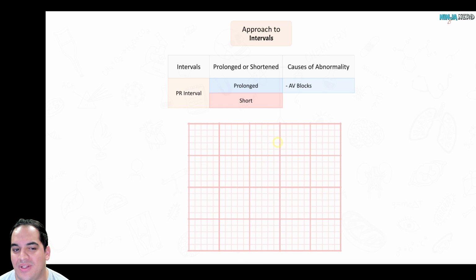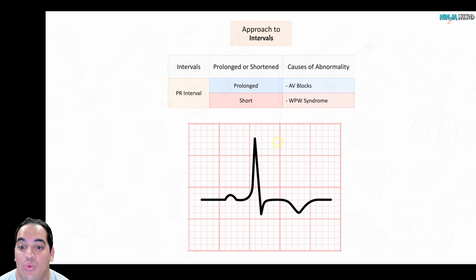For short PR intervals, this one's not as high yield, but it is important to think about because one disease that may come up in your exams is Wolff-Parkinson-White syndrome. This one can have a very short PR interval, less than 160 milliseconds. The concept behind this is look for two other findings.